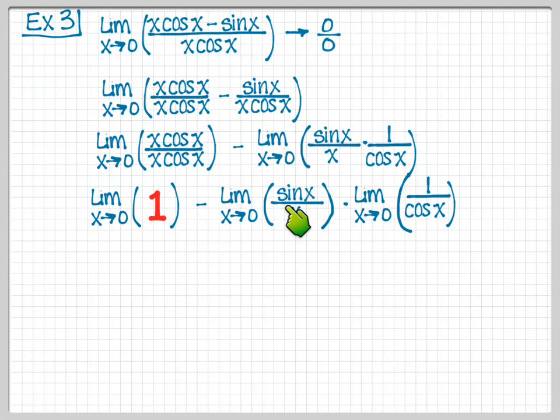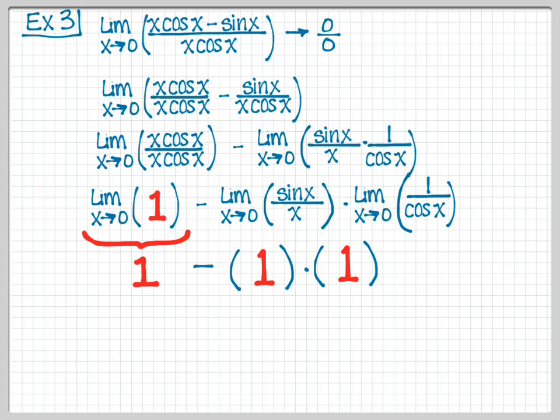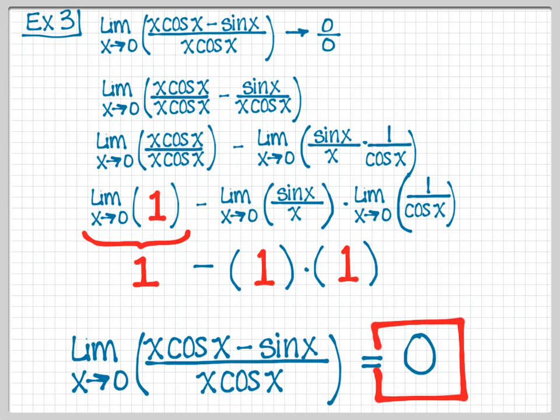We know what this one is, that this is going to be a 1 because of that one we've memorized now. The limit of a constant is just the constant, so this is going to be 1. When you have a limit of a constant, you just get the constant. This one's going to be 1, and this one we can plug in the 0, and that's going to be 1. So we're going to have 1 minus 1 times 1, which is just 0. And so my statement is the limit of this expression equals 0. And this is the statement, this is the justification.